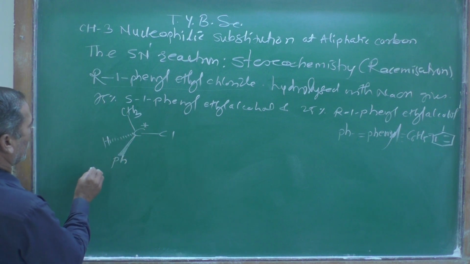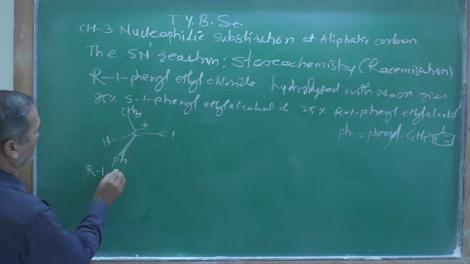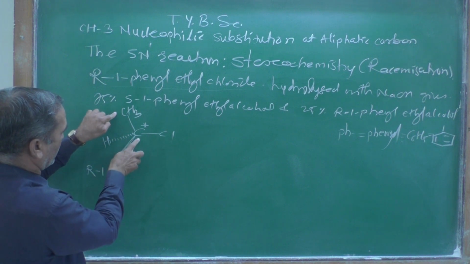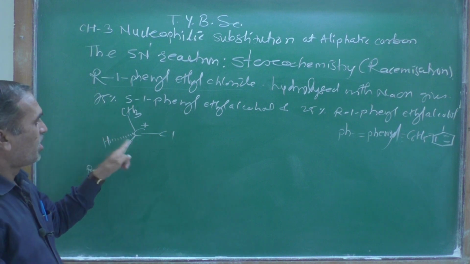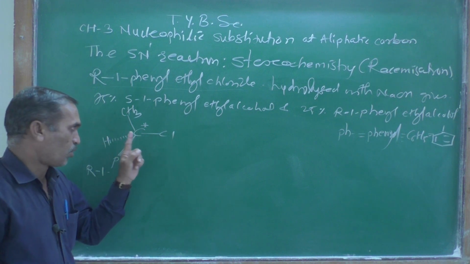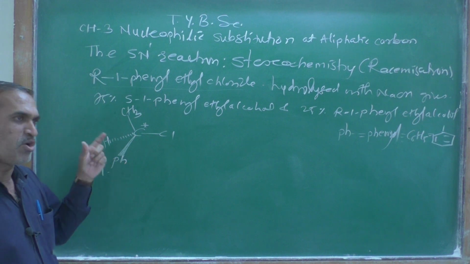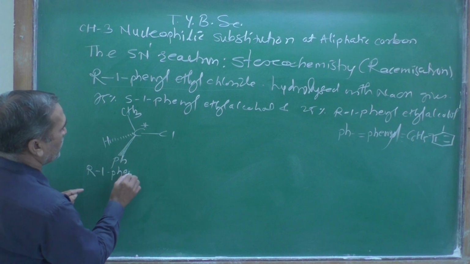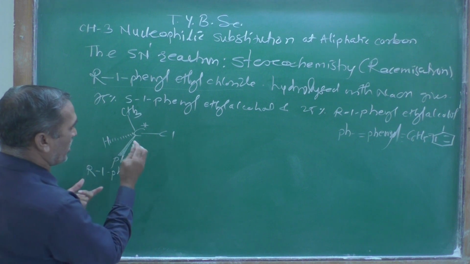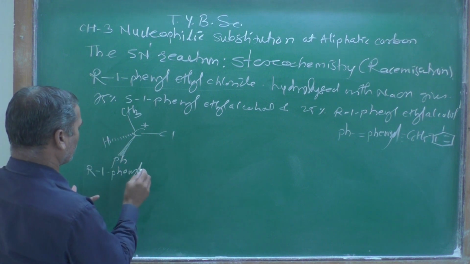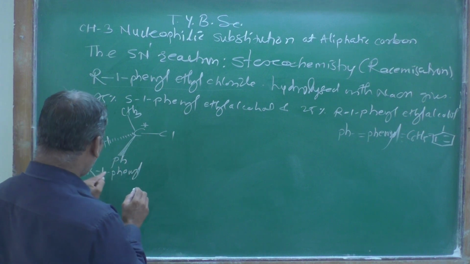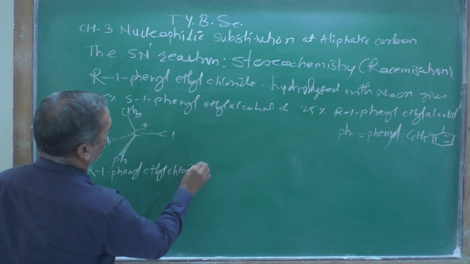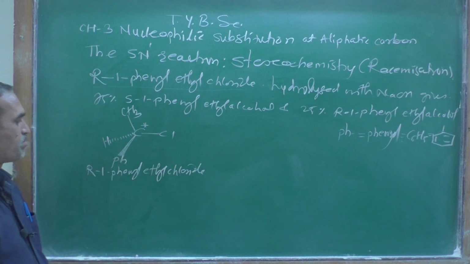The name of this compound is R-1, because here look, only 2 carbon atoms are there. This is carbon number 1, you can call it carbon number 2. At one position chlorine as well as phenyl group both are present, and therefore it is termed 1-phenyl ethyl chloride, or 1-chloroethane, you can call it 1-phenyl ethyl chloride. So that is the name of this compound.